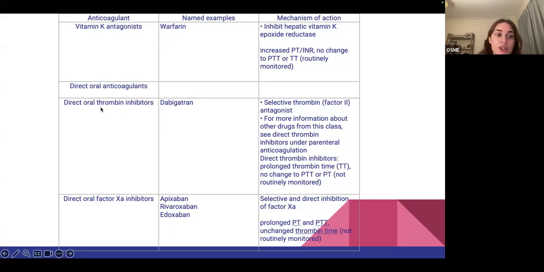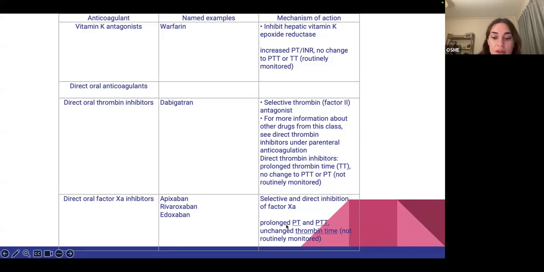And then you've got the direct oral thrombin inhibitors, which is dabigatran. They all prolong the thrombin time, and they don't really change PT, and it's not really routinely monitored. The ones to remember are these direct 10A inhibitors: apixaban, rivaroxaban, edoxaban. The way I remembered it is that all the ones ending in ban are direct 10A inhibitors, and then dabigatran isn't really used as often clinically.